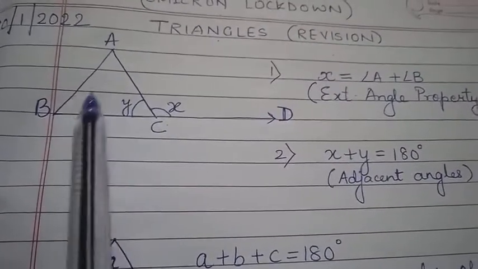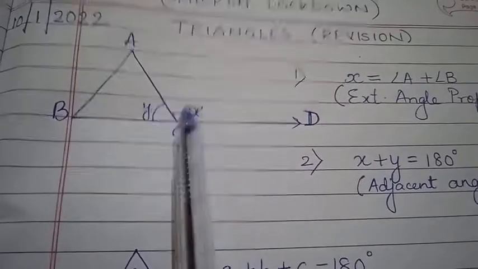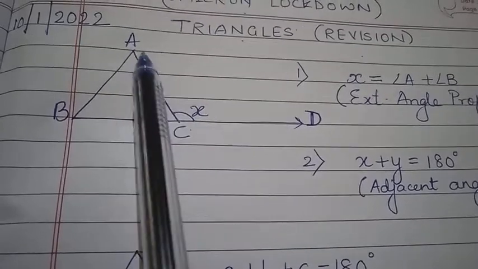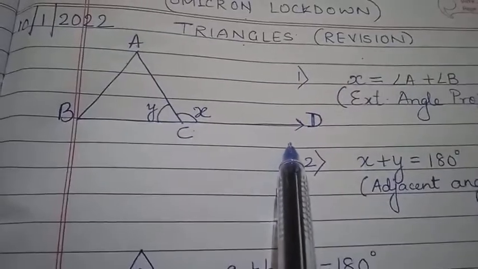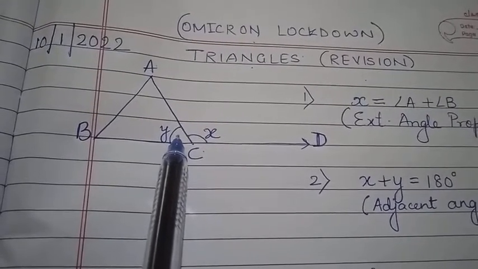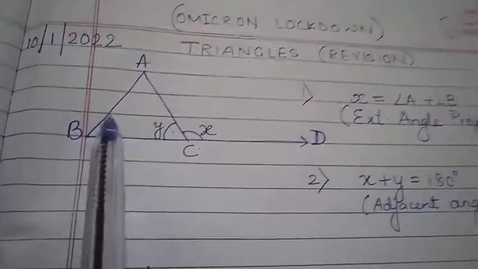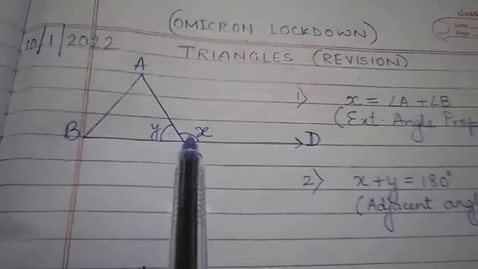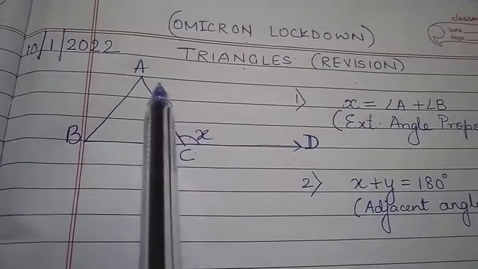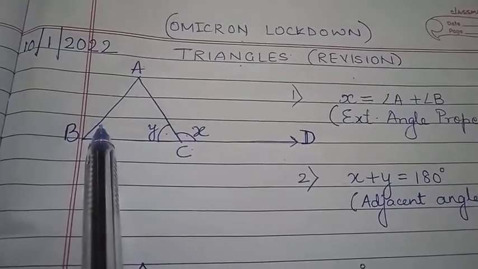So you can see a triangle in which line BC is extended to D. Here you can see that this is the exterior angle. Angle X is the exterior angle, that is angle ACD is the exterior angle. Y is an interior angle, and angle A and angle B are interior angles. Okay, so the property says that the exterior angle is equal to the sum of interior angle A plus interior angle B.